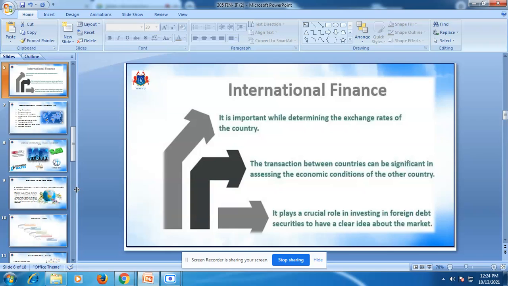So the next part is the introduction of international finance. International finance is an important part of financial economics. It mainly discusses issues related to the monetary interaction of at least two or more countries. International finance is concerned with subjects such as exchange rates of currency, the monetary system of the world, foreign direct investment, and other important issues associated with international financial management.